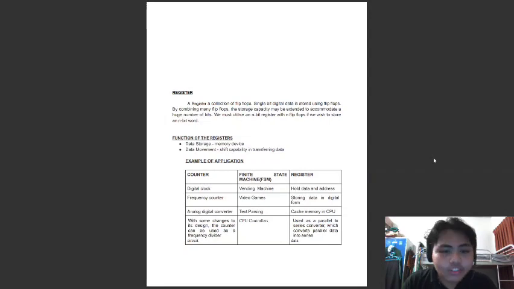And next one is register. A register is a collection of flip-flops. Single bit digital data is stored using flip-flops. By combining many flip-flops, the storage capacity may be extended to accommodate a huge number of bits. We must utilize an n-bit register with n flip-flops if we wish to store an n-bit word. So what is the function of registers? The function is data storage, which is a memory device, and data movement, which is shift capability in transferring data.